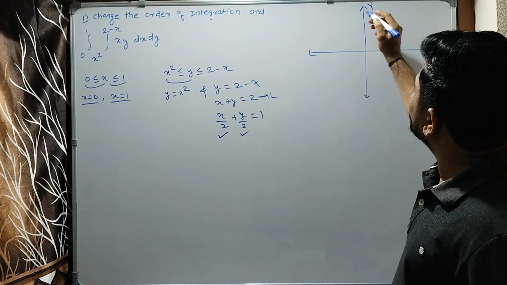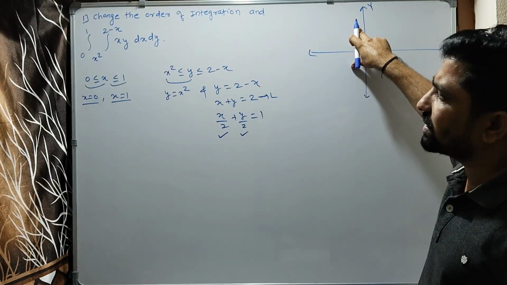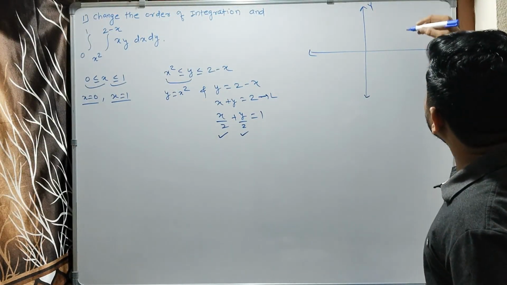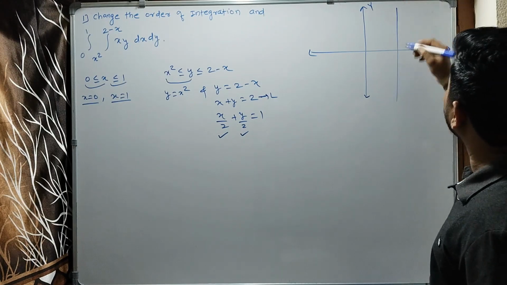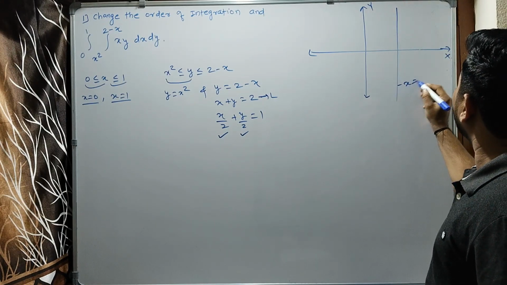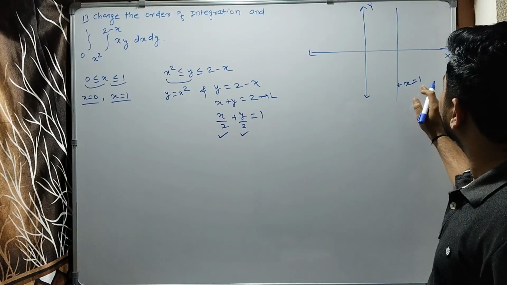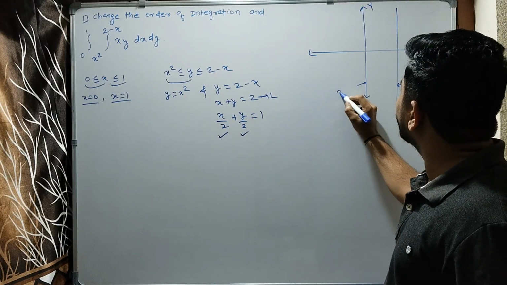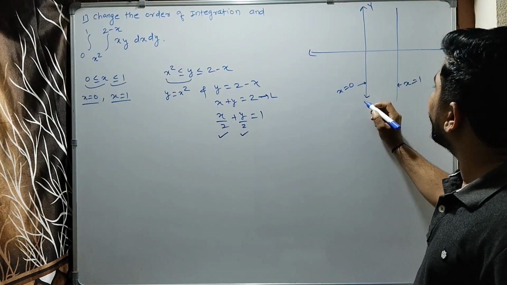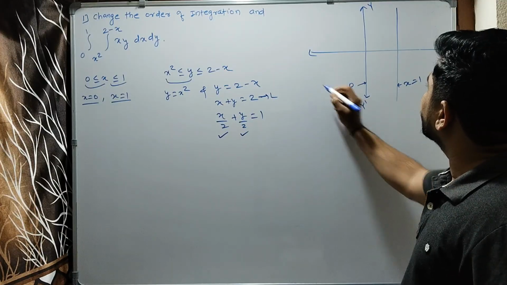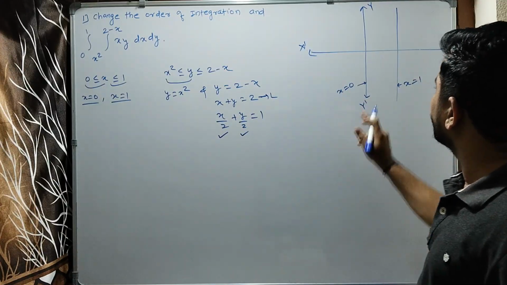So here x equal to 0, I will consider this is the complete y axis as x equal to 0. And here let's say this is my x equal to 1. For the sake of understanding, here I am drawing the line. This is x equal to 0. So y axis itself I am considering x equal to 0.